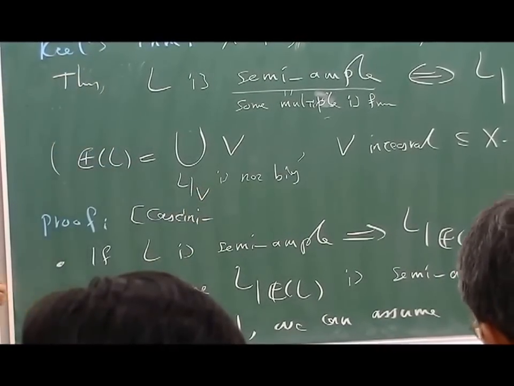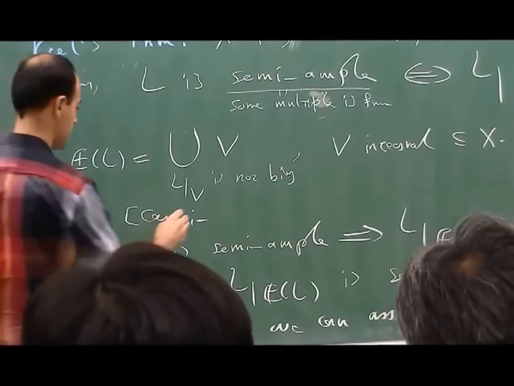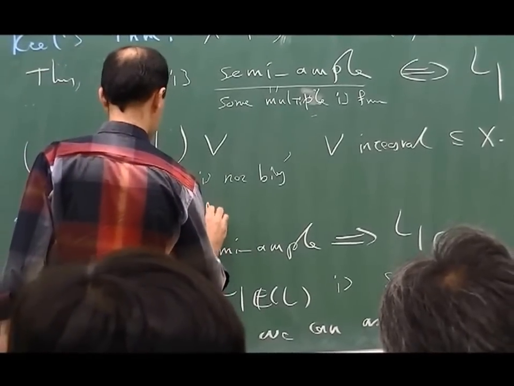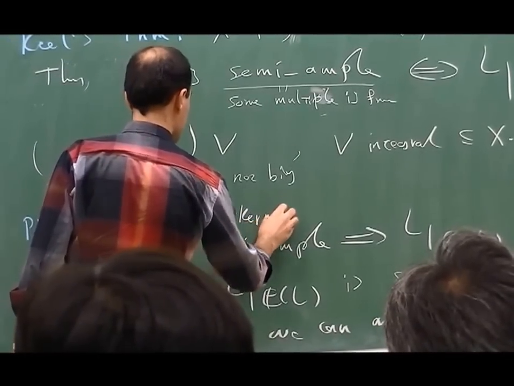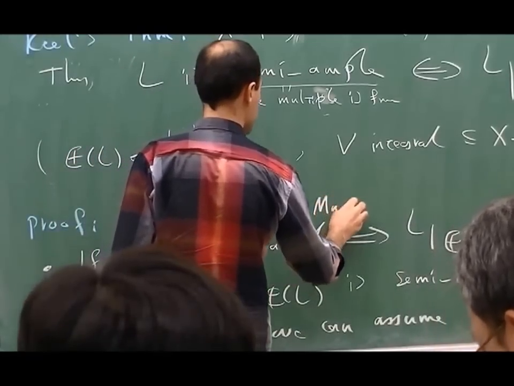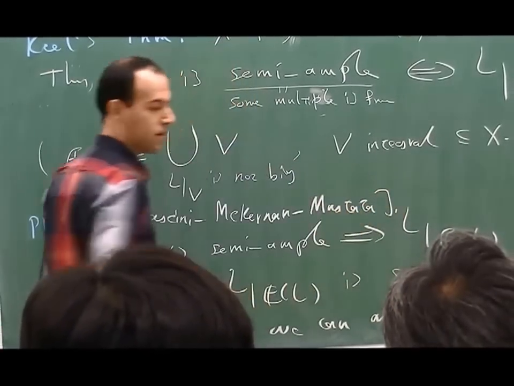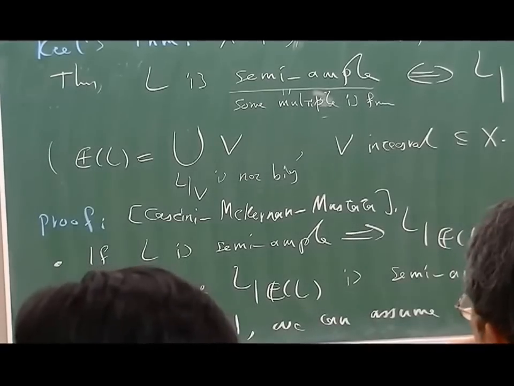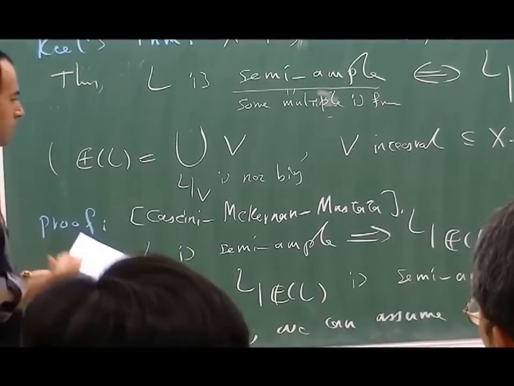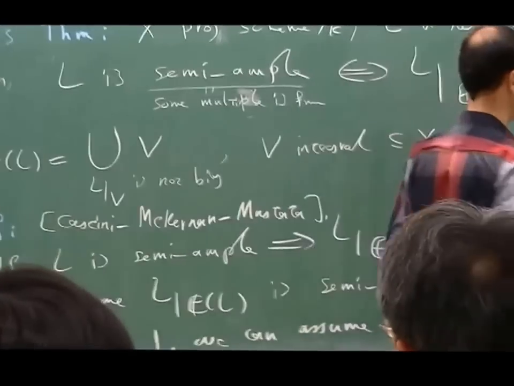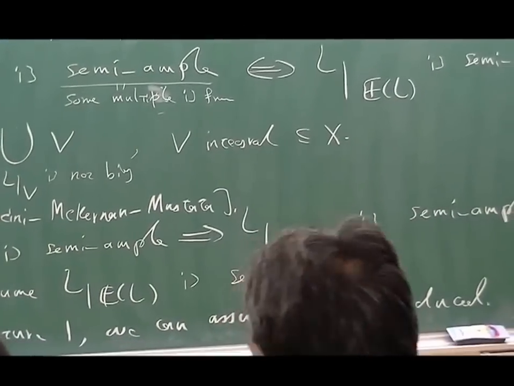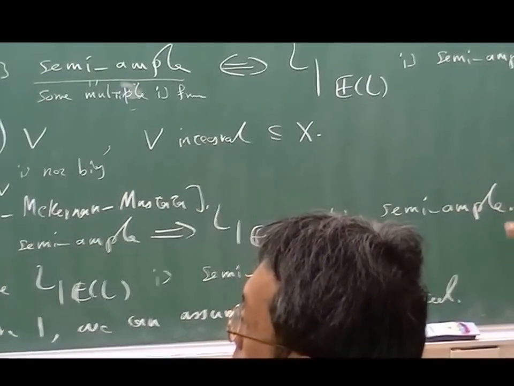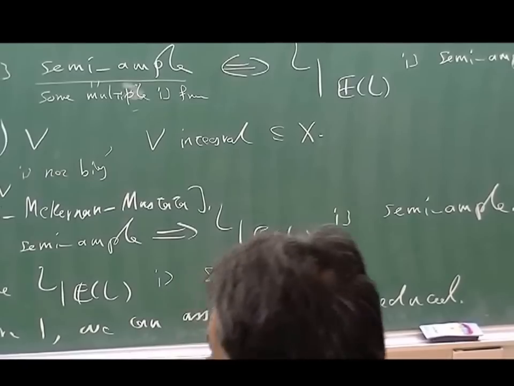So let me also remark very quickly that the proof that I'm following here is actually not exactly Keel's original proof. It follows Cascini, McKernan, and Mustață. So it is at least slightly different from Keel's proof, but actually Keel's proof has some advantages that this proof cannot do. But this is in a way much simpler to state. Okay, so we can assume that X is reduced.